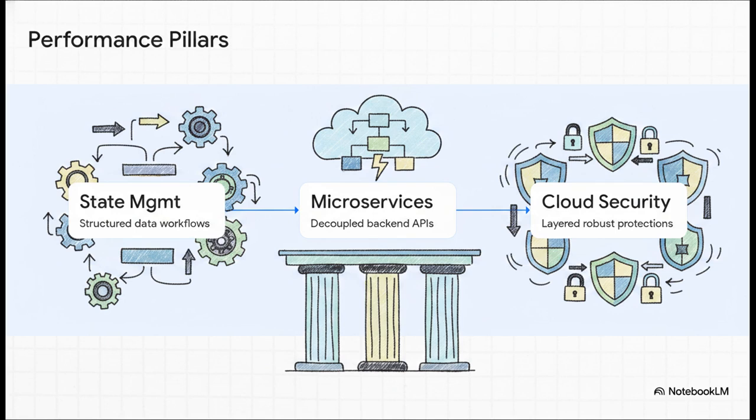As a web application scales up, technical debt can mount rapidly, like really rapidly. So to keep your web application from crashing under aggressive sudden traffic spikes, we rely on three distinct load-bearing columns. Those are deterministic state management, decoupled microservice APIs, and comprehensive cloud security. Let's look at how this builds a truly robust framework, starting with that very first pillar.